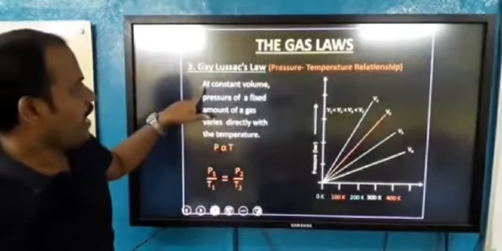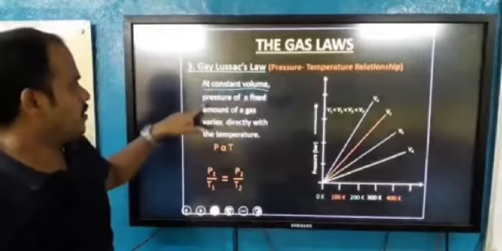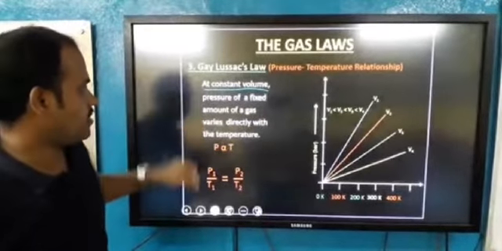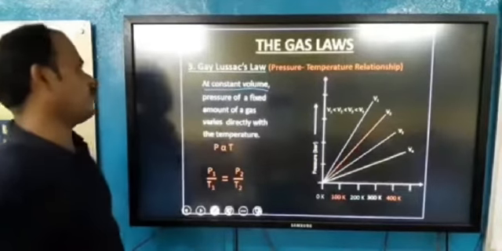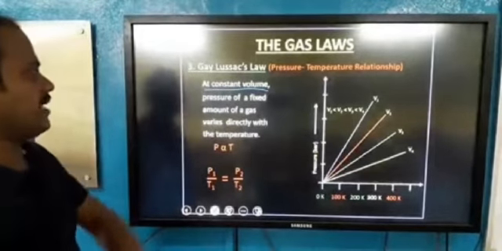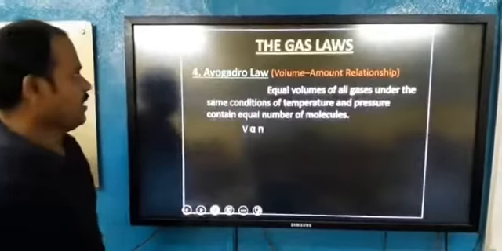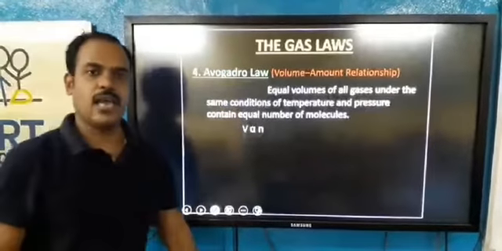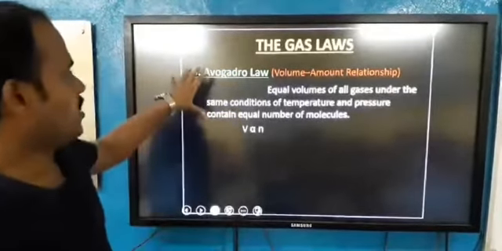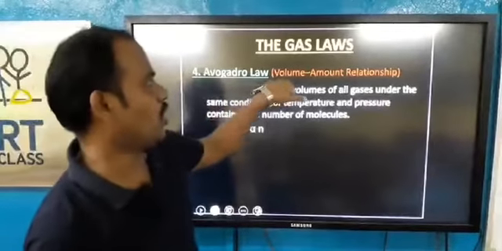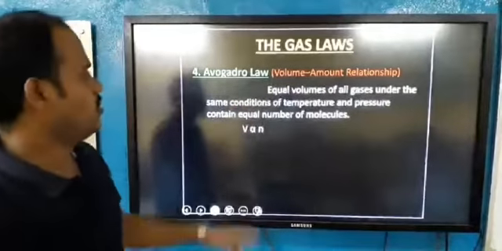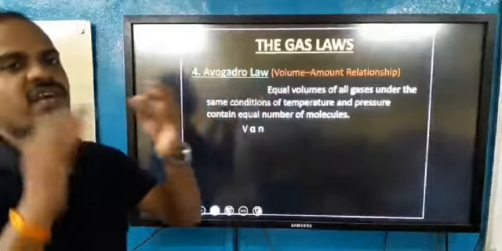So at constant volume, the pressure of a fixed amount of gas varies directly with the temperature. Then the last law is Avogadro's law. This law explains the relation between volume and amount. So no need to explain this law, because it's a very simple thing.